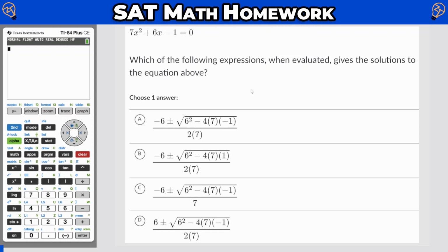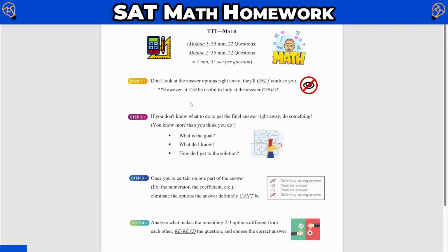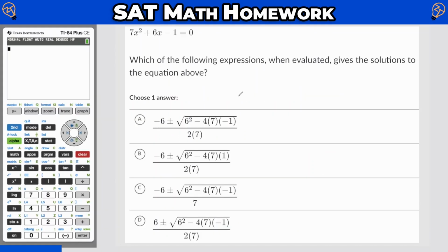Normally, whenever I see a trinomial that's quadratic, I'm thinking, oh, I want to go to quad solver. However, when you look at the answer options, which keep in mind, even though I normally say don't look at the answer options right away because they can confuse you, that's particularly if you're trying to somehow get the right answer just by looking at the answer options. But if you're looking at the answer format, it can be useful. So the answer format makes it clear that we're going to have to use the quadratic formula. In other words, this isn't going to be something that's going to solve nicely.